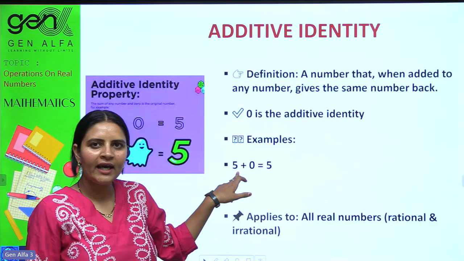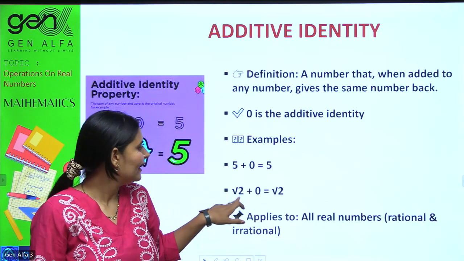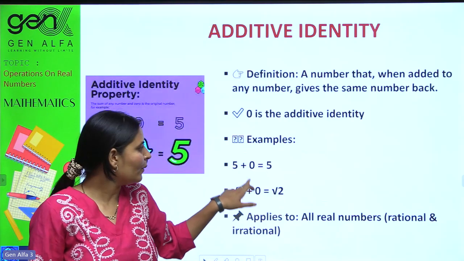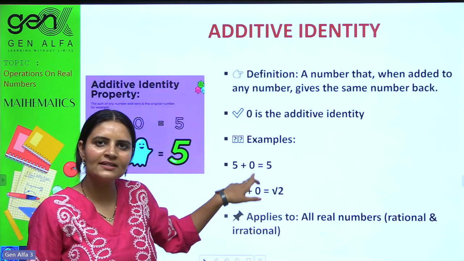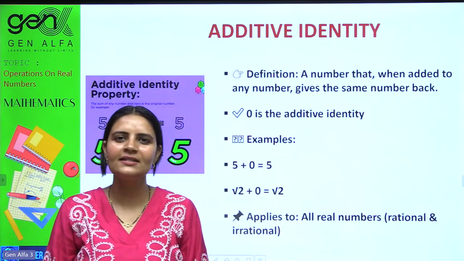As you can see, 5 plus 0 gives you the same number 5. Under root 2 plus 0 gives you the same number under root 2. So what is the change over here? What is the bonus? What is the identity? 0 is the identity. Yes?